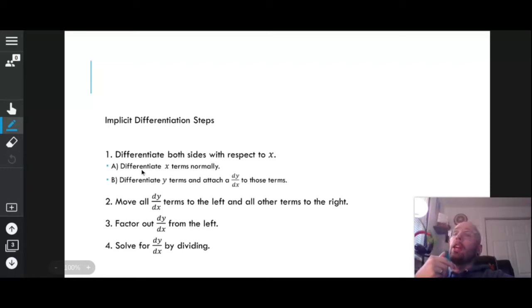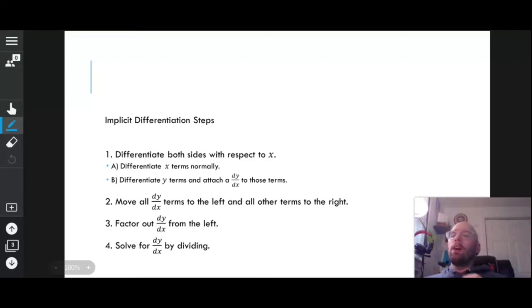That's step one. Differentiate both sides with respect to x. So if you're taking the derivative of something that is just an x, you're going to differentiate that normally. Okay, you just take the regular old derivative. However, if you take the derivative of something with a y attached, you're going to take the derivative of y like you normally would, but you're also going to attach a dy dx to it.